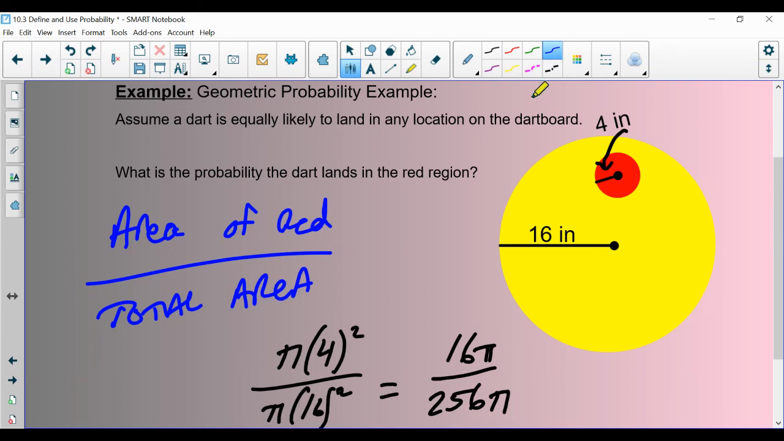A little math trick here, I could type in 16 times pi and then divide that by 256 times pi. However, I know that the pi's in the numerator and denominator are going to cancel. And I know that 16 divided by 256 is just 1/16. So what I end up with is a probability of 1/16 that this dart would randomly land in the red region.